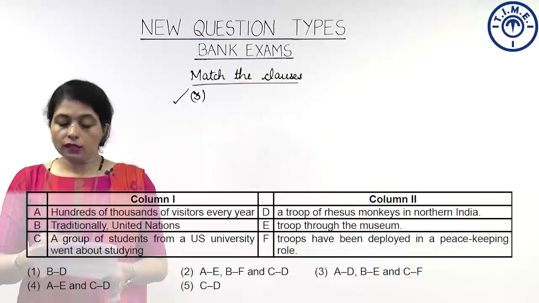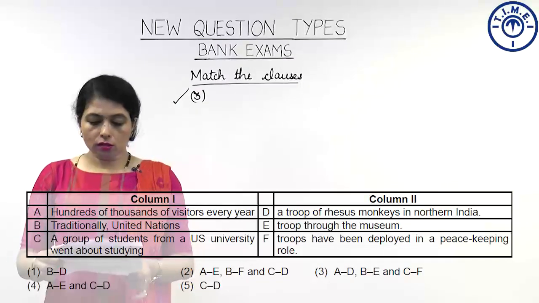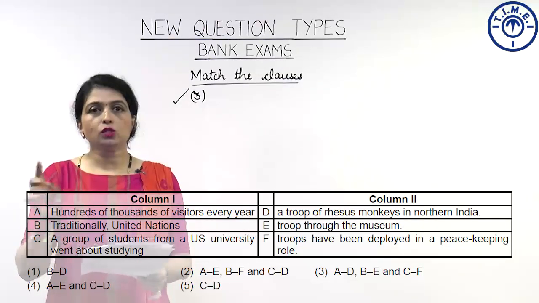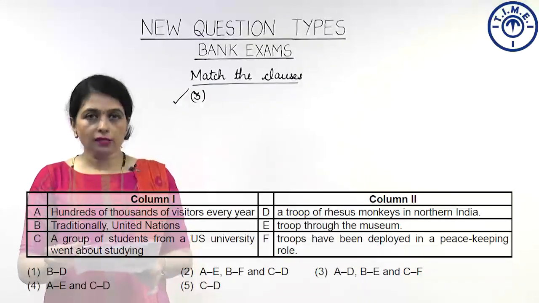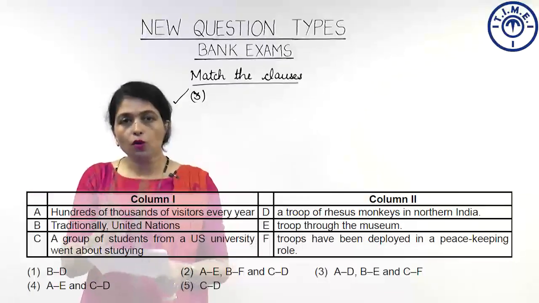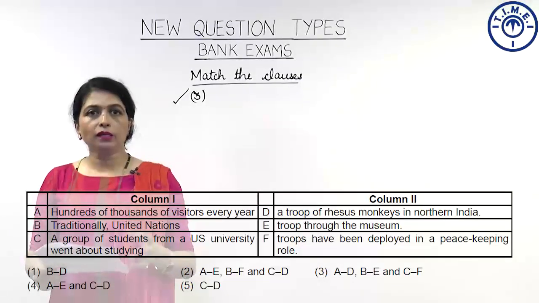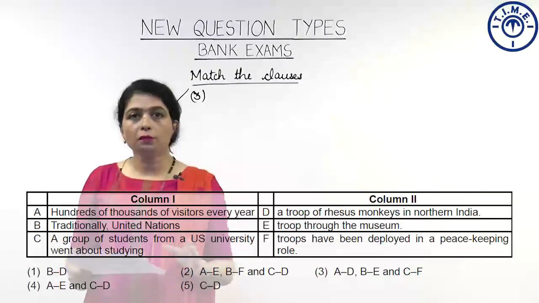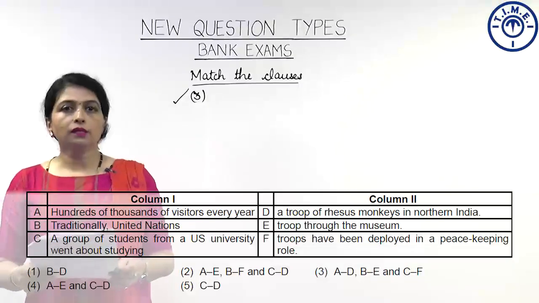Okay. So, the only part left here is F. Traditionally, United Nations troops have been deployed in a peacekeeping role. United Nations troops is a proper noun phrase or a compound noun, and so we understand that there are troops of soldiers that belong to the United Nations and they have been deployed in some part of the world for the sake of peace to be maintained. So, B and F give us a logical and complete sentence.